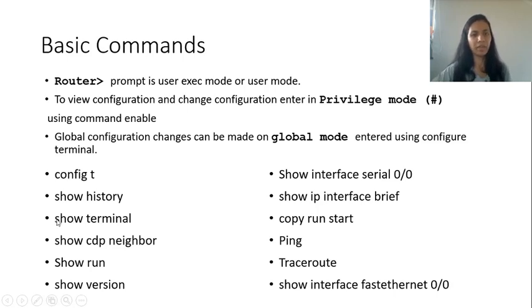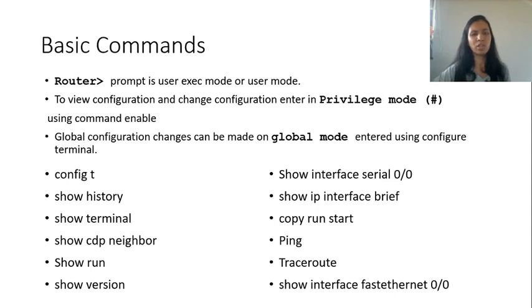Next is show terminal. If you want to view details of your current terminal, then you can use the show terminal command. Next is show run. If you want to view your current configurations, that is the configuration stored in the running configuration or the RAM, then you will use the command show run. If you want to view the configuration stored in the NVRAM, then you can use show start.